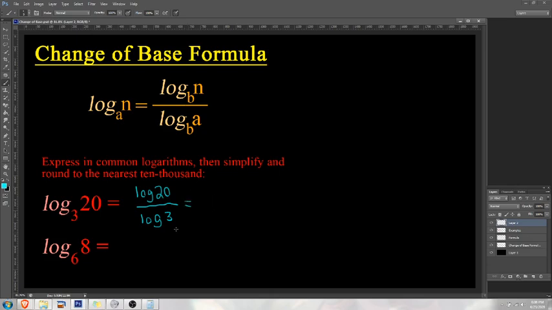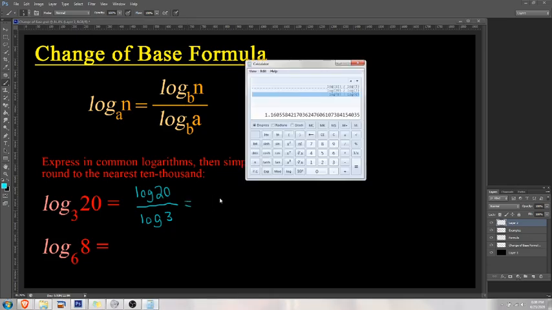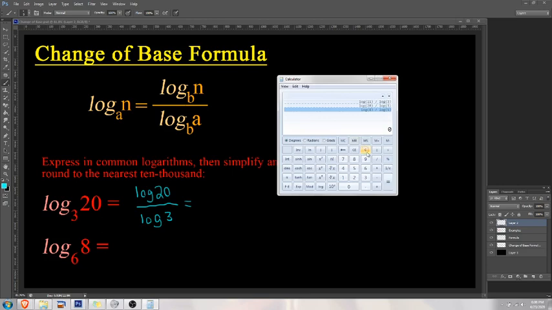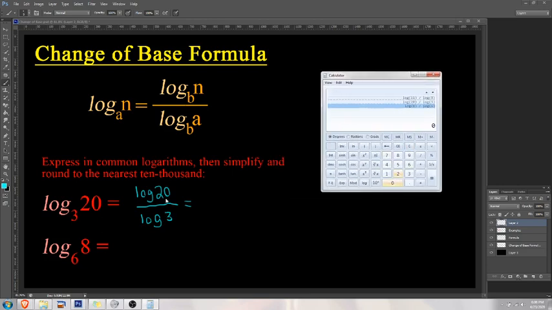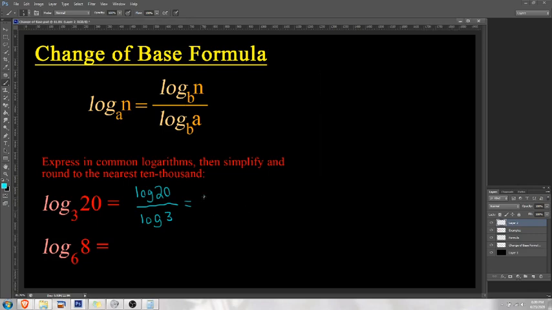But if we want to actually solve this, I'm going to pull up my calculator here and clear all this stuff out. I'm just going to go ahead and plug it in. First thing on the top, I have log 20. So I'm going to enter 20 log divided by 3 log. And the answer to the nearest thousandth is 2.7268. That's the answer.